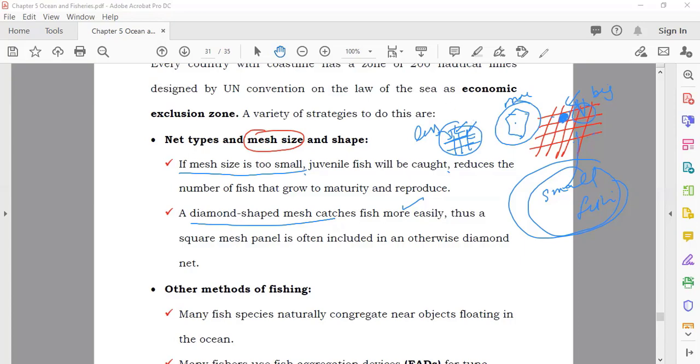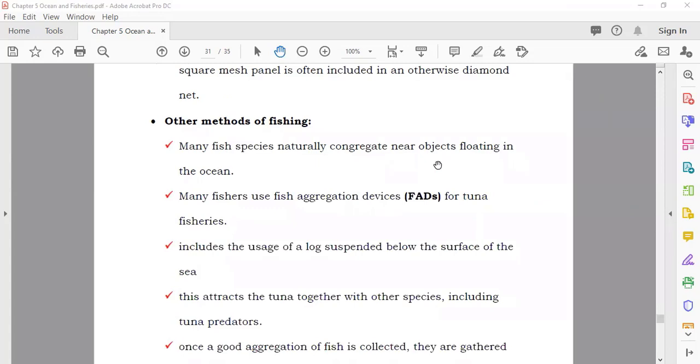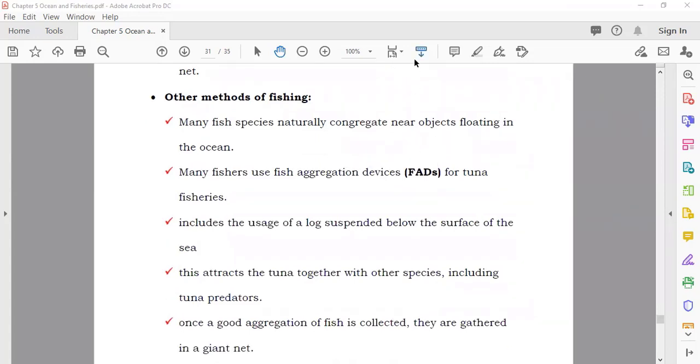Okay. Now we'll see another method, the other methods of fishing. Many fish species naturally congregate near objects floating in the sea. So there are a lot of different types of fish which are found near objects. They have them as a habitat. Their habitat is with the nearby objects.